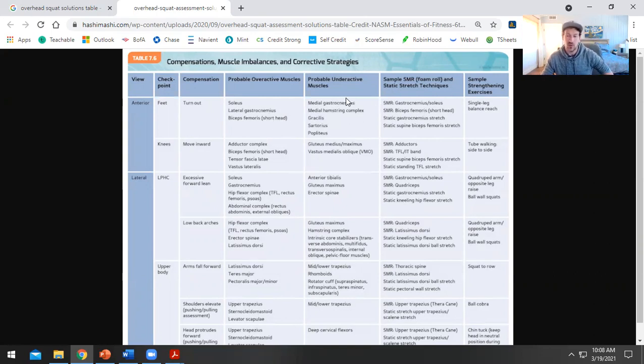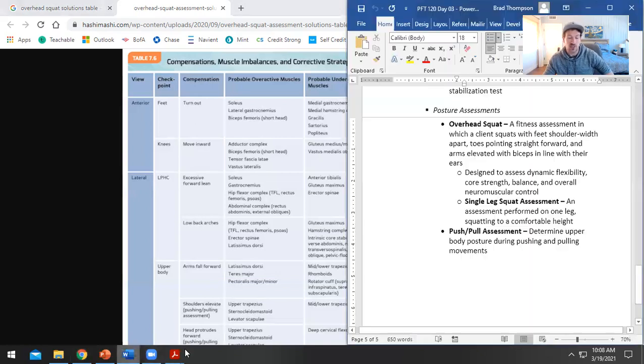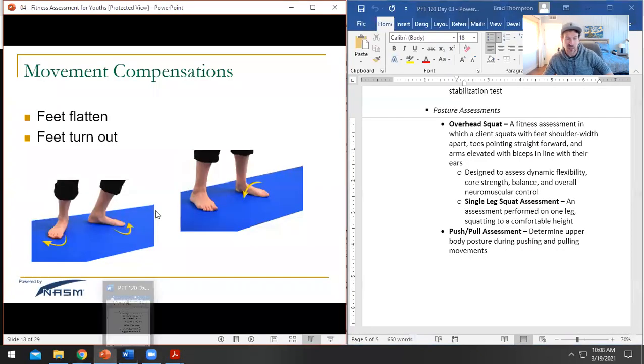So we can see some sample strengthening exercises, like the single leg balance with reach, right? That's a great exercise to address this problem. Meanwhile, we would stretch with these techniques right here. So let's move through the rest of these a little bit more quickly.